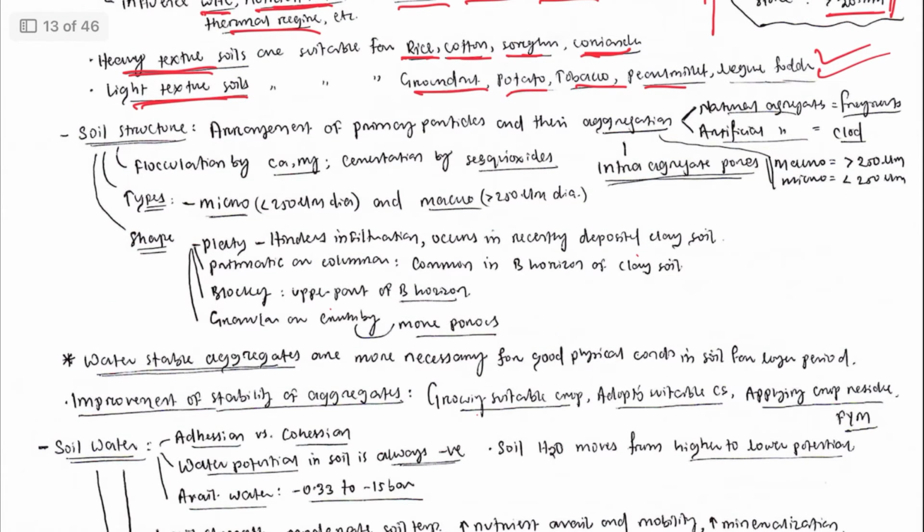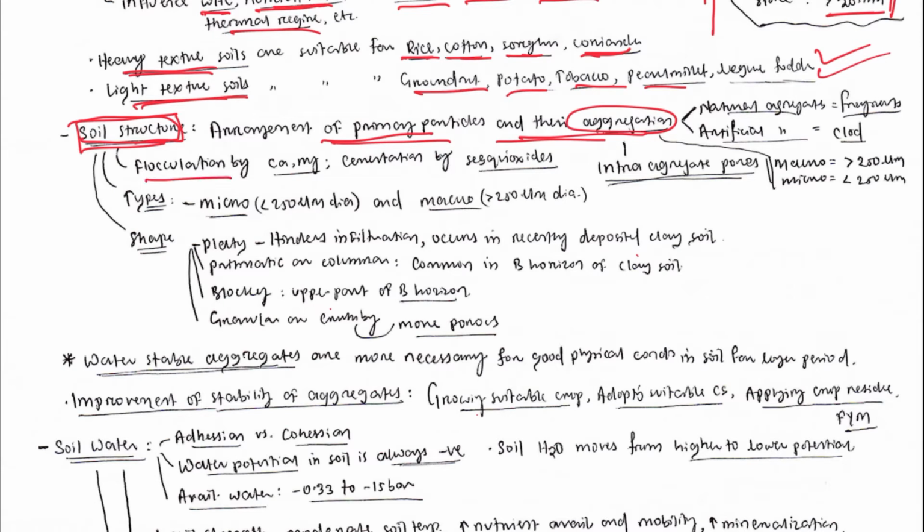The next physical parameter is soil structure. What is soil structure? It is the arrangement of primary particles and their aggregation. Arrangement of primary particles means how sand, silt and clay are arranged in a soil, and when they form aggregates, how they look. That is soil structure. Soil structure can be easily manipulated by tillage practices.